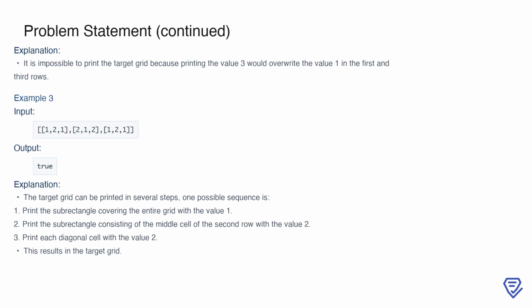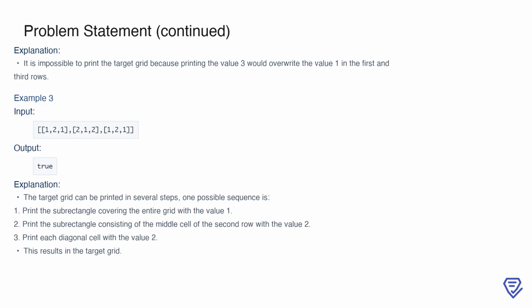Now consider another example where the target grid is 111, 333, 111. Here, the output is false. The reason is that the value 3, which appears in the second row, cannot be printed without overwriting the value 1 in the first and third rows. The strange printer does not allow us to selectively print values in a way that would preserve the surrounding ones, and thus it becomes impossible to achieve the target grid in this case.